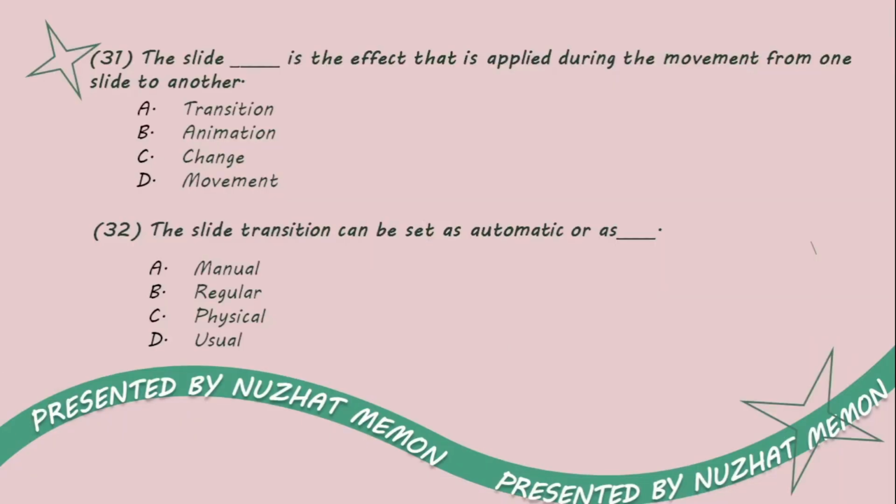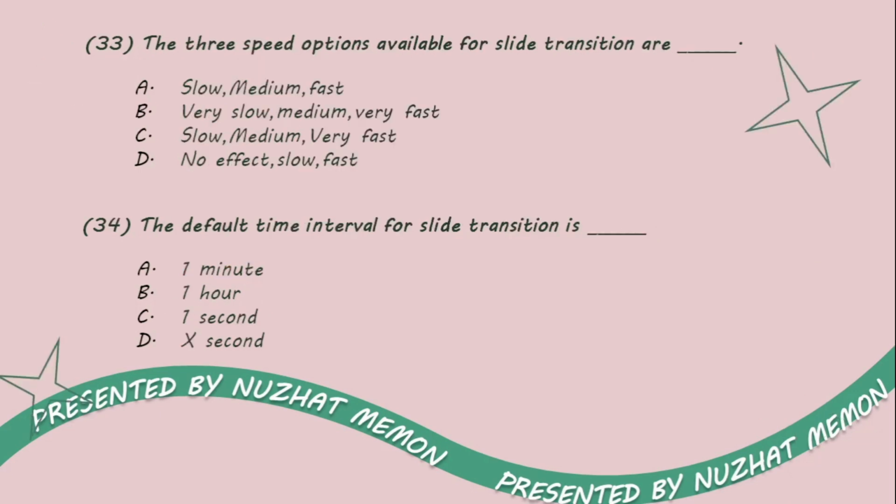Let's see the different questions. 31. The slide dash is the effect that is applied during the movement from one slide to another. So here the correct option is transition, right? 32. The slide transition can be set as automatic or as dash. So it can be set as manual, that is on the mouse click. Next, 33. The 3 speed options available for slide transitions are dash. So they are slow, medium and fast.